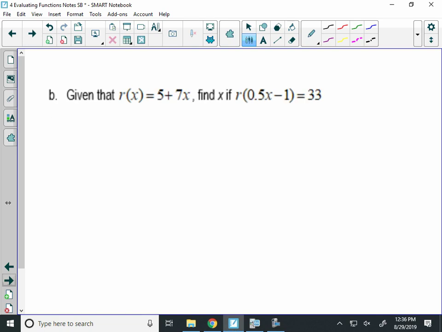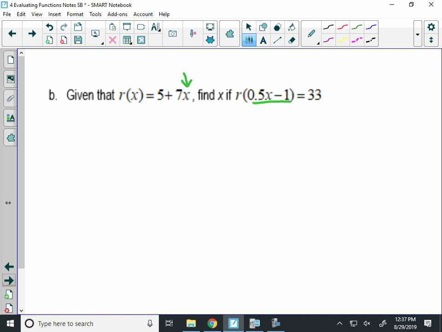So it says we're given a function r of x equals 5 plus 7x. Find x if r of 0.5x minus 1 is 33. All right, what do you think we need to do here? What do I have to do with this stuff in the parentheses, do you think? Yeah, I'm going to input that into the original function for x.